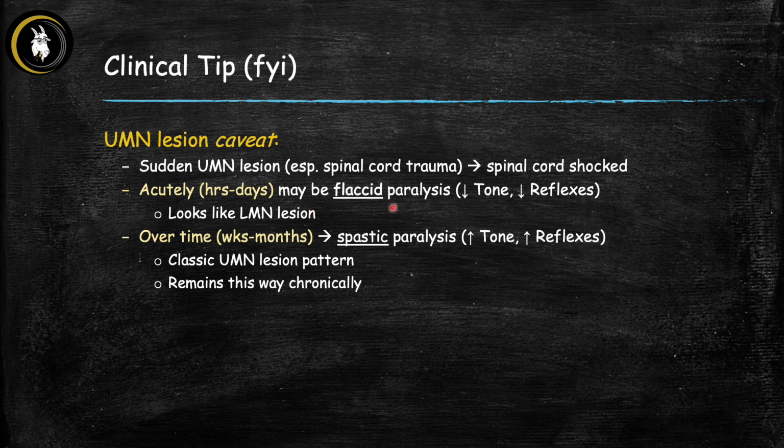So basically, in that immediate period when that trauma occurred to the upper motor neuron, the patient will actually have decreased muscle tone and decreased reflexes. So it's going to look like a lower motor neuron lesion, even though it's an upper motor neuron lesion. And then over time, after a few weeks to months, the patient's going to develop the classic upper motor neuron pattern, which is increased muscle tone and increased reflexes. So the main punchline of this slide is that just be aware of this little nuance with upper motor neuron lesions, which is that sometimes in the immediate period, they may actually present as a flaccid paralysis and then over time develop into spastic paralysis.